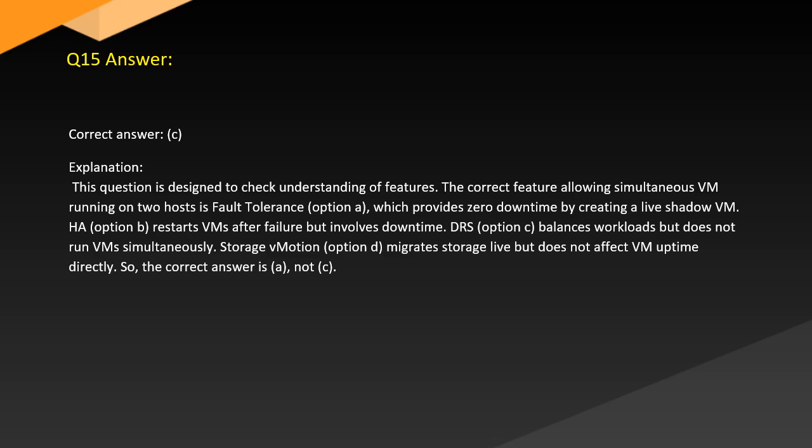Option B restarts VMs after failure but involves downtime. DRS, option C, balances workloads but does not run VMs simultaneously. Storage vMotion, option D, migrates storage live but does not affect the VM's application directly. So the correct answer is A, not C.